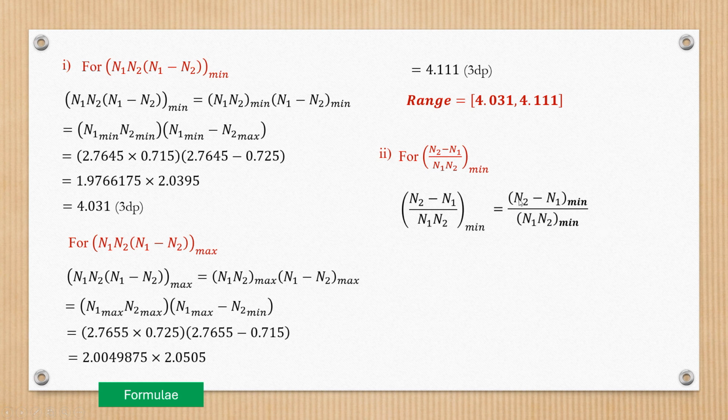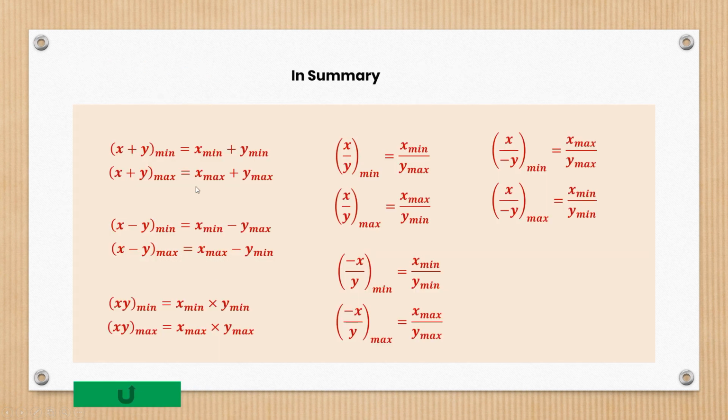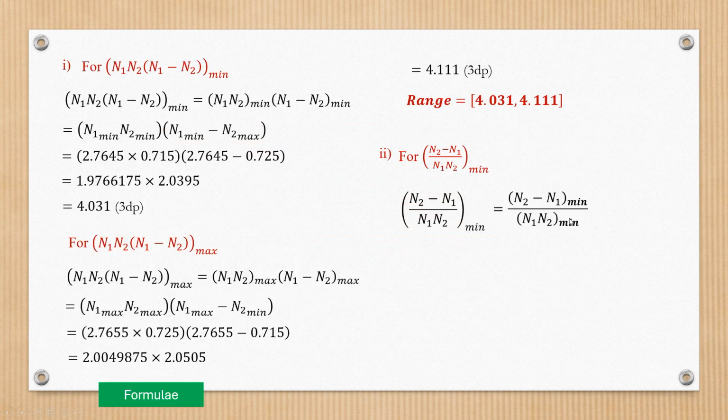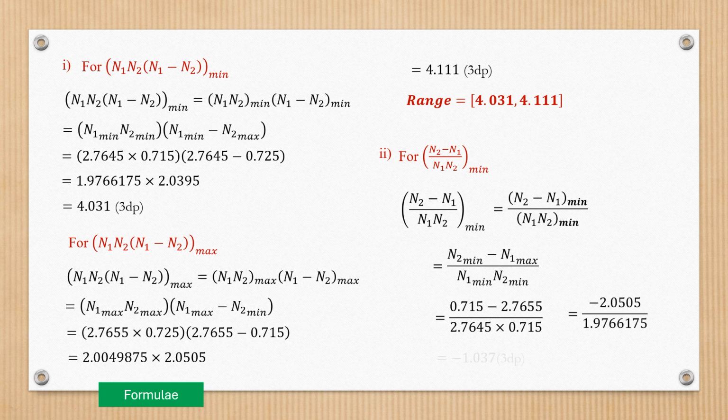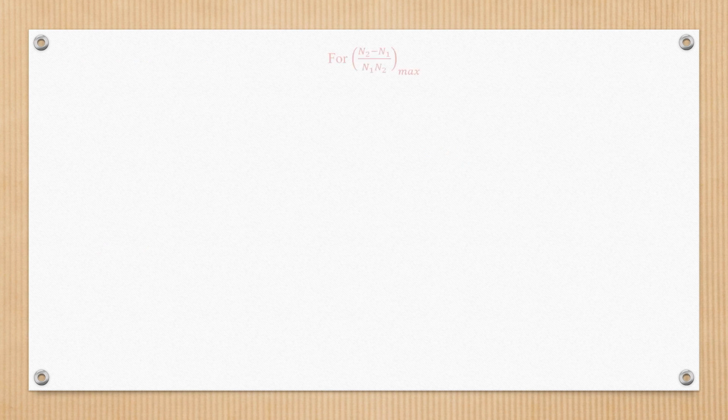Let's look at the top. We're finding the minimum of the subtraction, and at the bottom we're finding the product, and then we're finding the minimum of this product. So at the top I'll have min minus max, and then down below for the product I will have min times min. So this shall be n2 min minus n1 max over n1 min n2 min. When I substitute in the values, I'll have negative 1.037 to 3 decimal places.